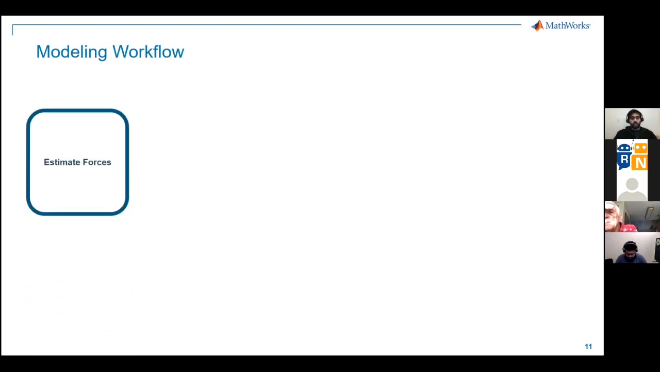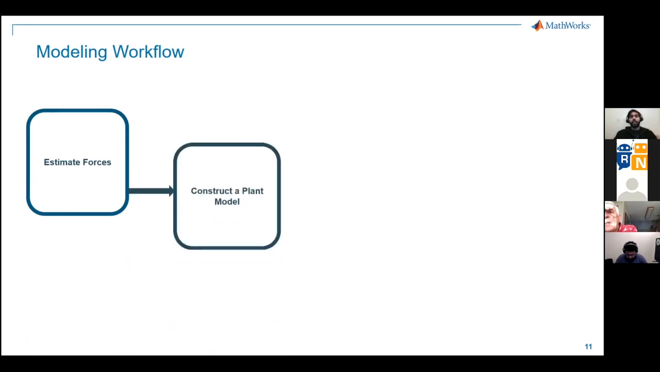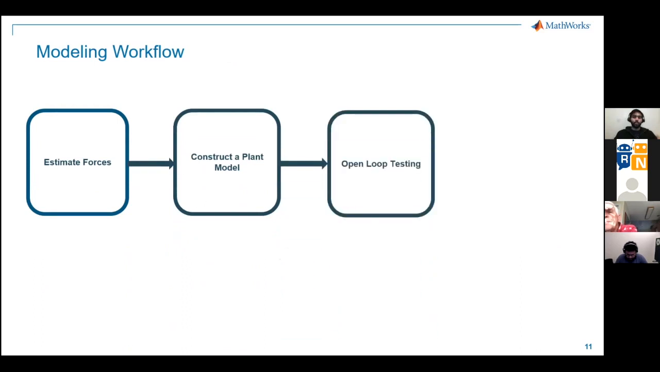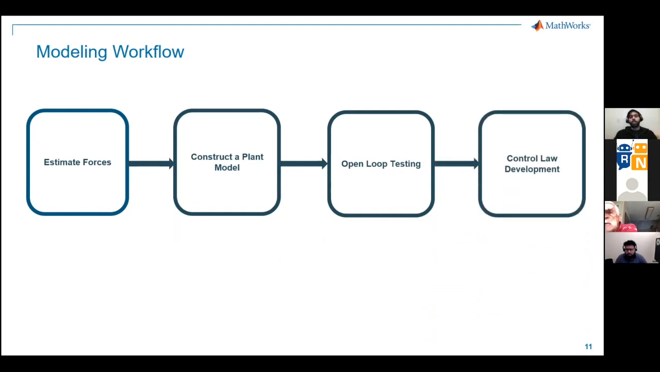Let's take a quick look at the modeling workflow. We first estimate the forces using dynamic equations. Then we construct a model. We perform open loop testing. Open loop testing means, let's say you have your model of an AUV. You give it an X command and you see the response of the system. And depending upon that response, you do your controller development.